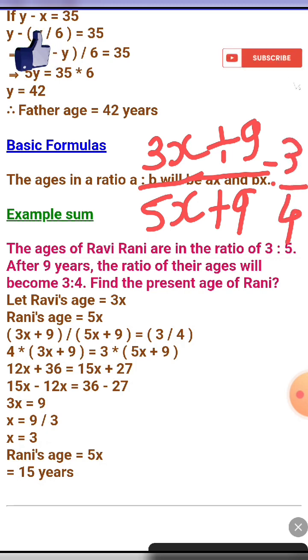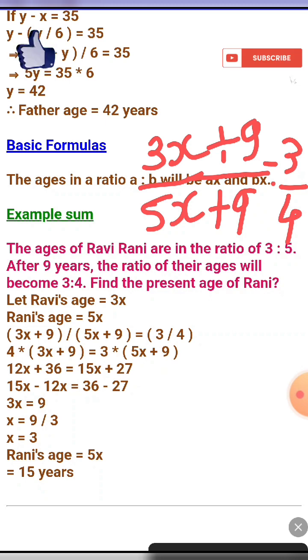Okay, but what will happen? 4 will go on the upper side and 5x plus 9 on this side. It is like 4 into (3x plus 9) is equal to 3 into (5x plus 9). Now 4 into 3 is 12x, 4 into 9 is 36. Here 3 into 5x is 15x, 3 into 9 is 27.